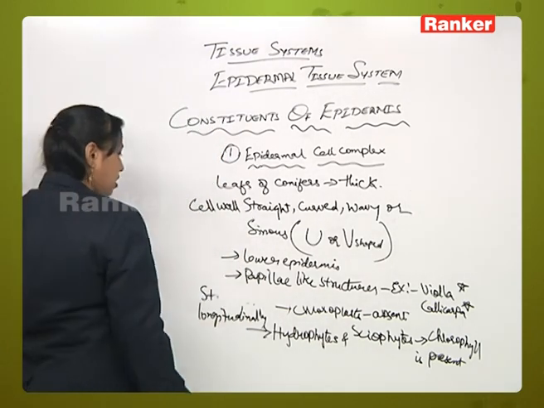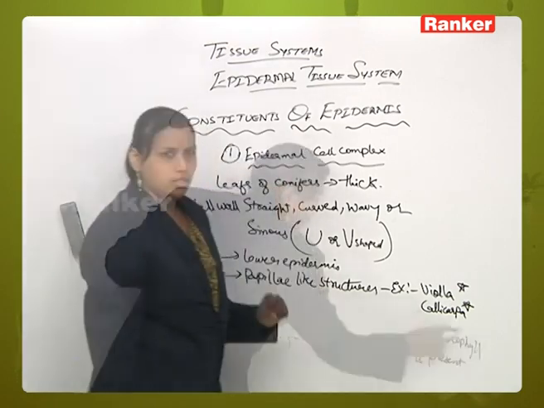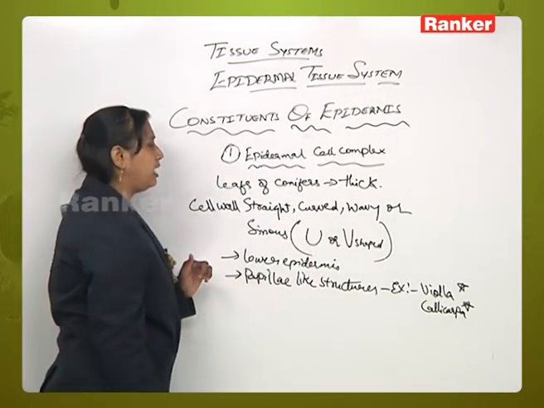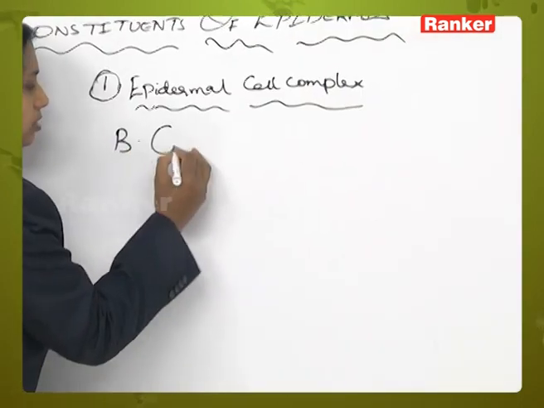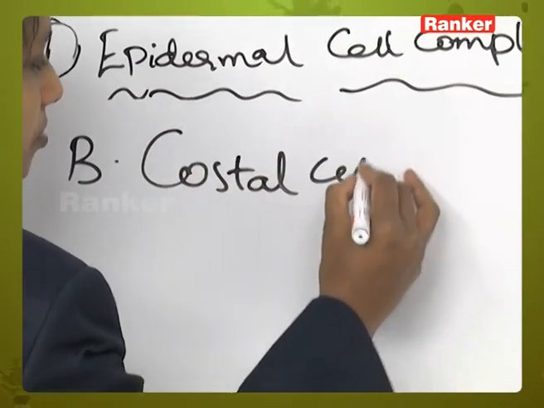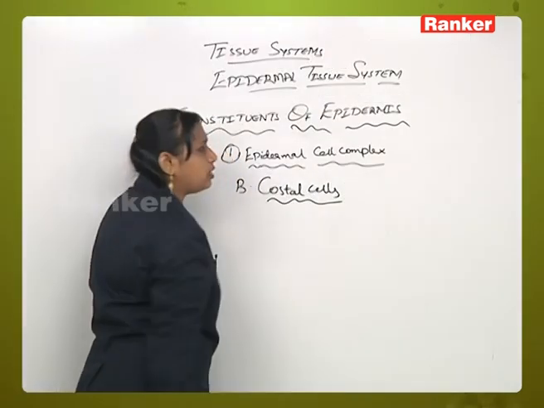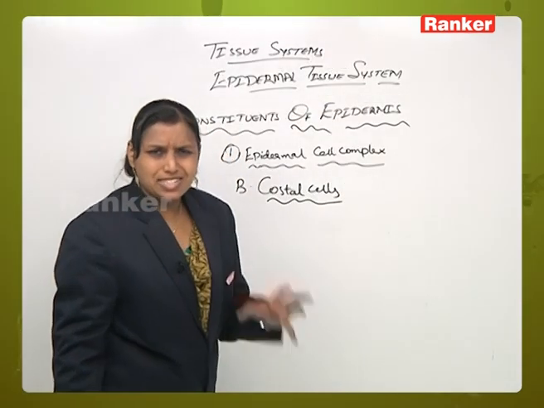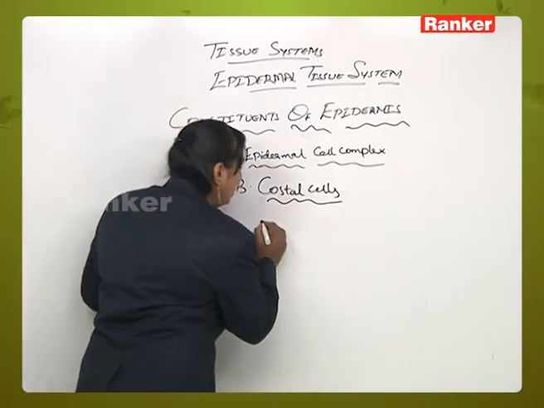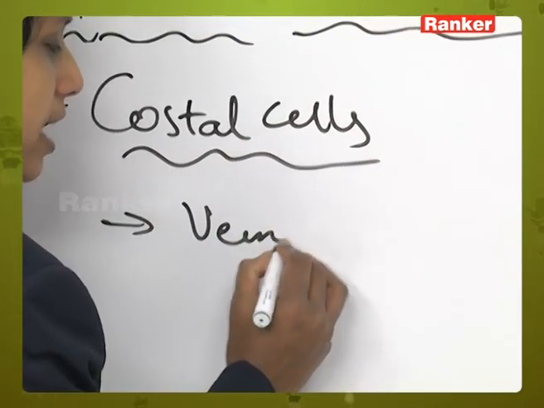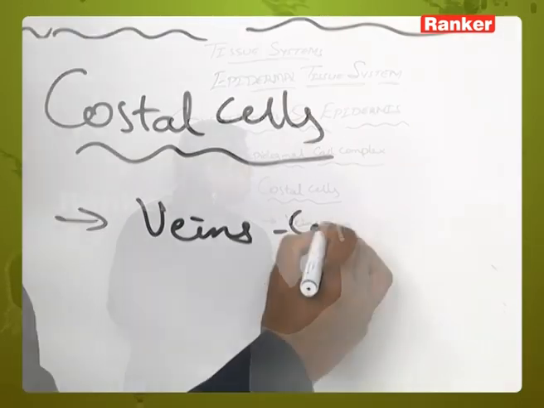Okay, next, one more type of cell we have is costal cells. What are costal cells? The epidermal cells which are present on the veins are called costal cells. The cells which are present on the veins of a leaf are called costal cells.